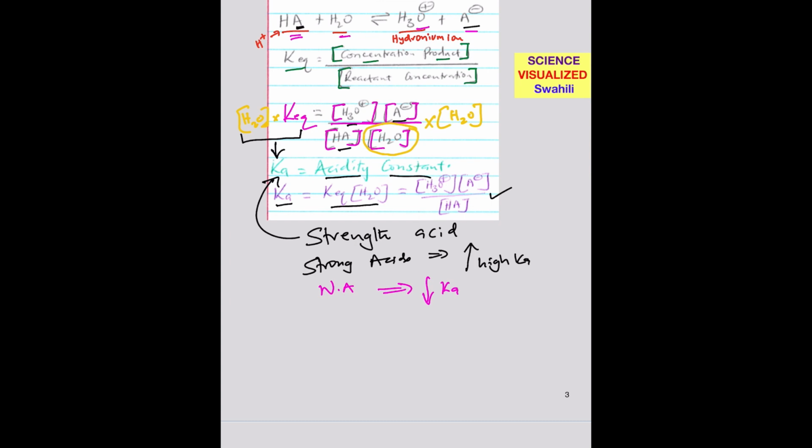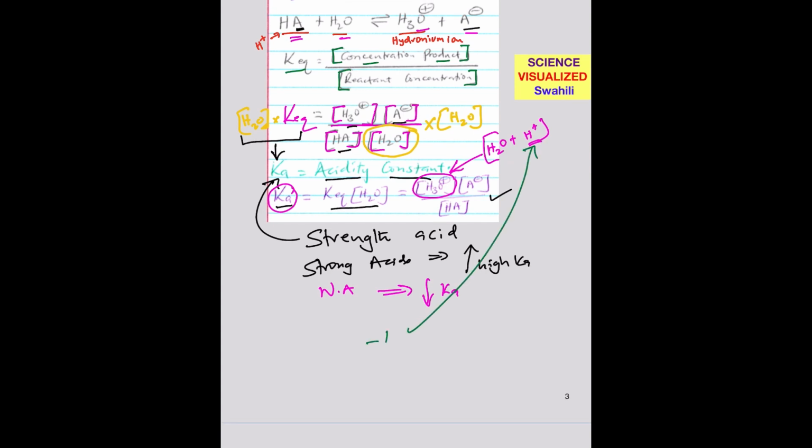The reason for that is because Ka is directly proportional to H3O+. But this H3O+ is really water plus H+, so it's directly proportional to the concentration of hydrogen ions. And we know that pH equals minus log of the concentration of hydrogen ions. So high concentration of hydrogen ions, which means high concentration of H3O+, means you have high Ka. Strong acids have high Ka.